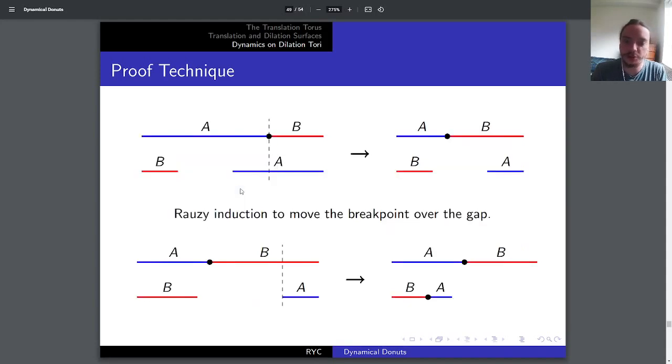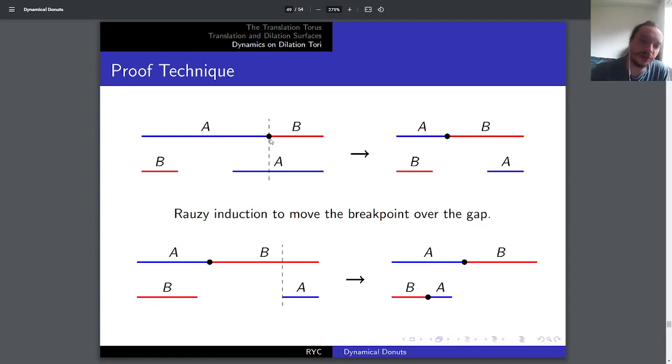Okay, so we found that if your Rauzy induction moves you over a breakpoint, moves your breakpoint over the gap, then you have a periodic orbit. So when does that happen? Well, you can imagine if we nudge this breakpoint to the left or to the right, we still stay over this gap. So there's an interval of breakpoints which start over the gap, right?